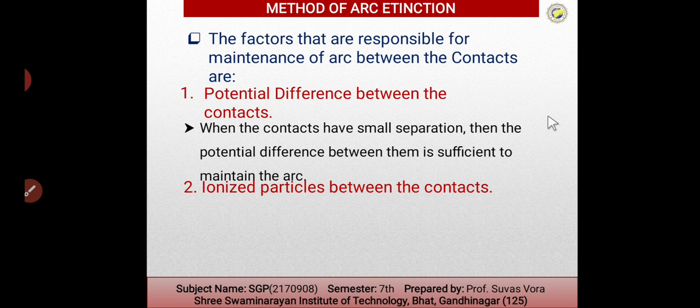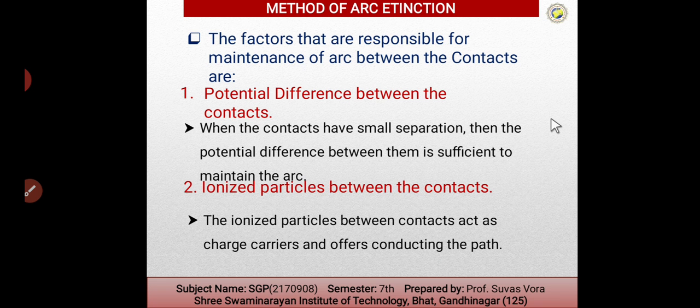And the next one is the ionized particles between the contacts. So the ionized particles between the contacts act as charge carriers and offer the conducting path. So when the arc is struck between the contacts, it is surrounded by ionized particles. So these particles tend to maintain the arc, and one way to extinguish the arc is deionizing the arc path.